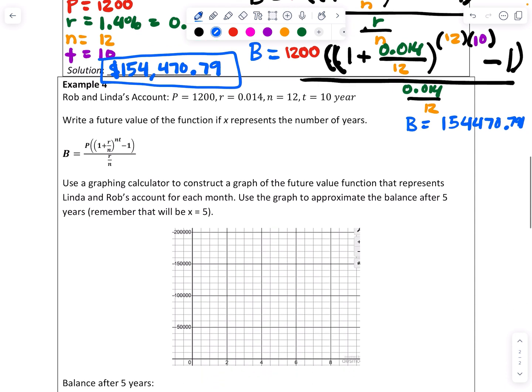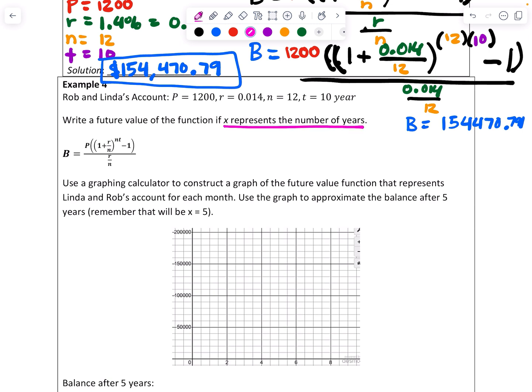All right, next example. Rob and Linda's account. So this is that same account from before, the one we just barely did. That's the same Rob and Linda. P equals 1,200, R equals 0.014, N equals 12, T equals 10. That's all the same stuff I just barely wrote down. This time, though, it says write a future value of the function if X represents the number of years.